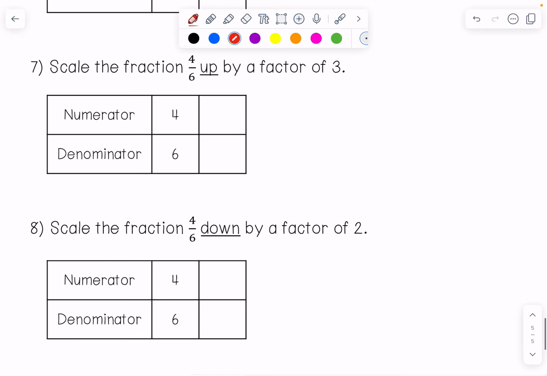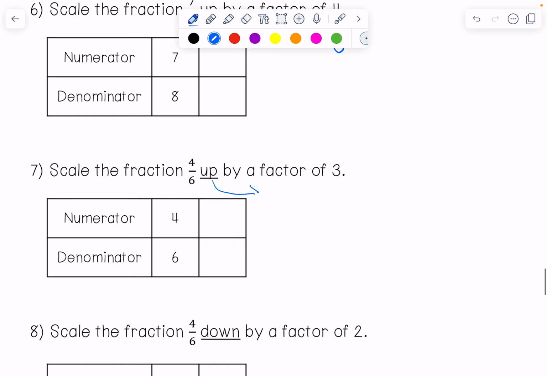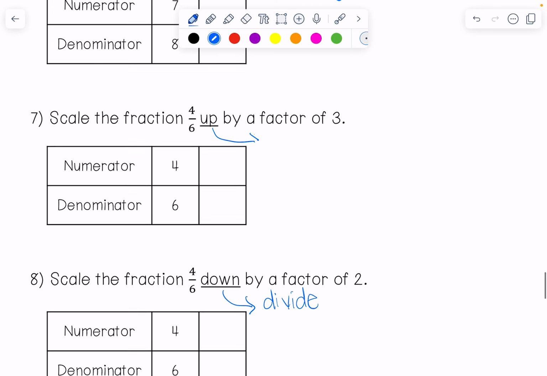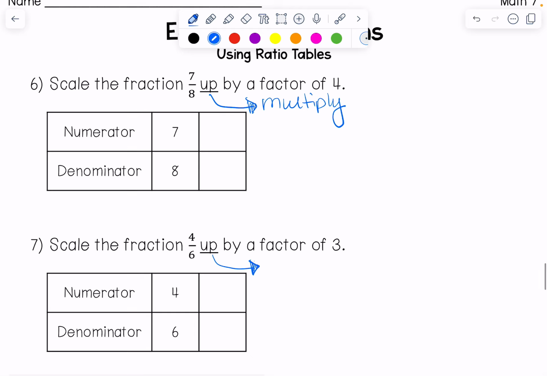And then the last set of problems that I want to look at, so now we have our starting fraction, and then we're going to be either scaling it up or down by a specific factor. Okay, that's given to us. So here it says scale the fraction 7/8 up by a factor of 4. When we're scaling it up, that means we're multiplying. And when we scale it down, then that means we're going to be making the numerator and denominator smaller values there, okay?